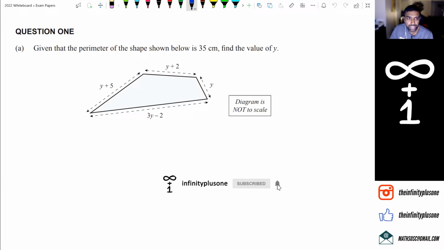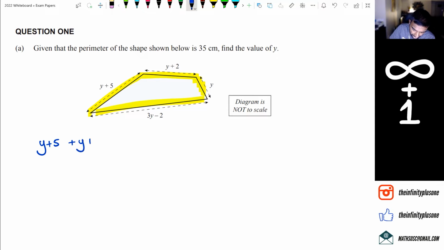Okay, so with question 1, we've got the given: the perimeter of the shape is 35 centimeters, find the value of y. So basically it means that these 4 lengths all add up to 35, and we've got to figure out what y is. So we're going to write down all of our sides. So we've got y plus 5. It doesn't matter which side you start from, as long as you get those 4 sides in. That's the most important thing. So y plus 2 plus y plus 3y minus 2, and all of this is equal to 35.